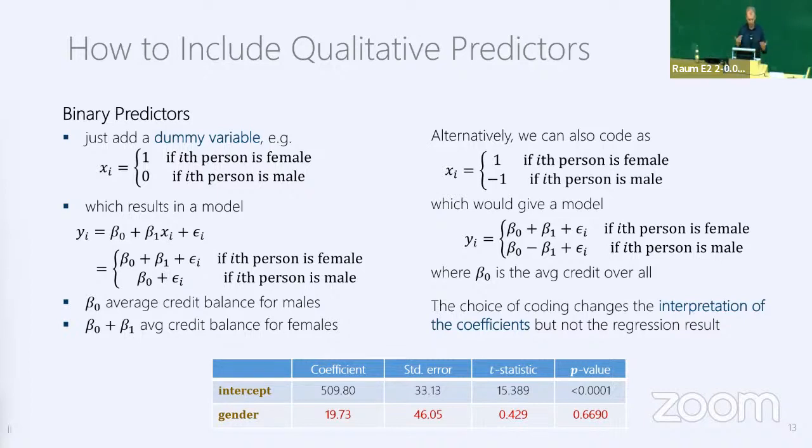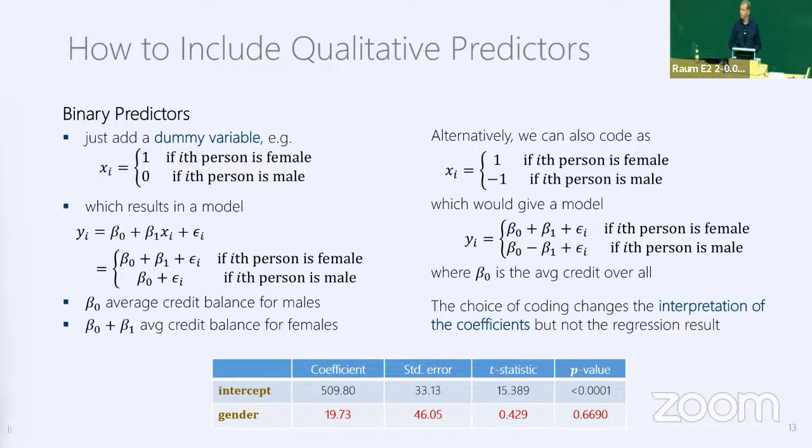So how can we now interpret this? Beta 0 is the average credit balance for males. Beta 0 plus beta 1, that of the women. There we are. That's how you can interpret linear regression with a qualitative binary attribute.